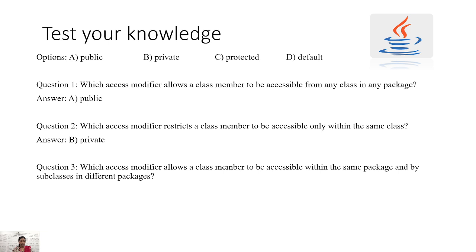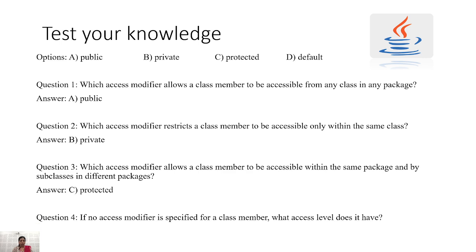Okay. Next question. Which access modifier allows a class member to be accessible within the same package and by a subclass in a different package? What will be the answer? Yes, protected. Now you have got it. Question 4. If no access modifier is specified for a class member, what level does it have? Okay, it has the default one. That is package private, right?